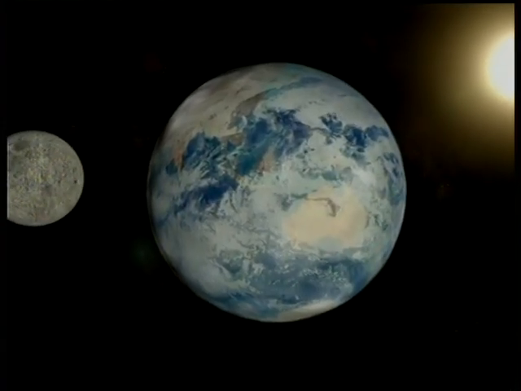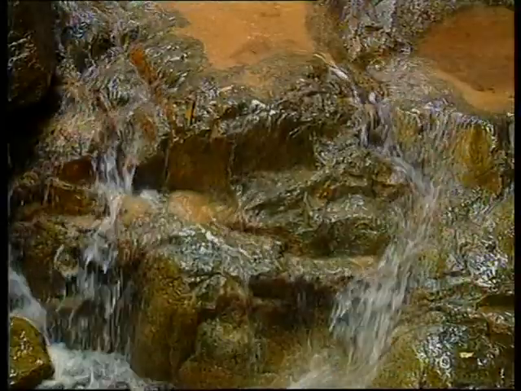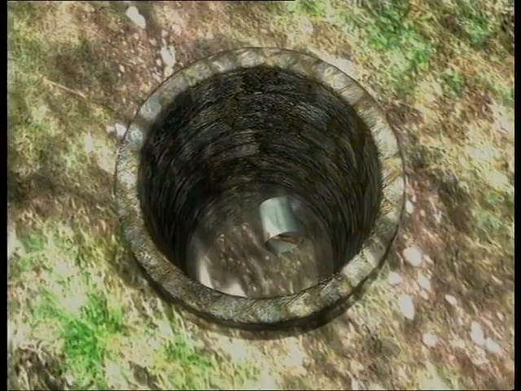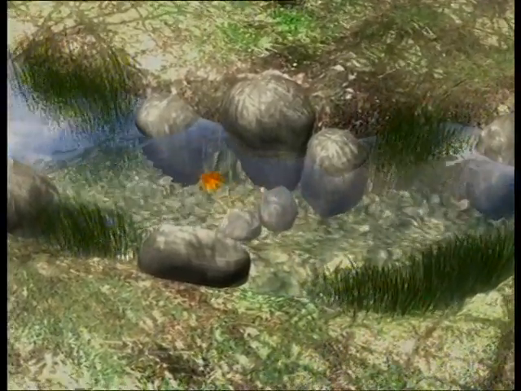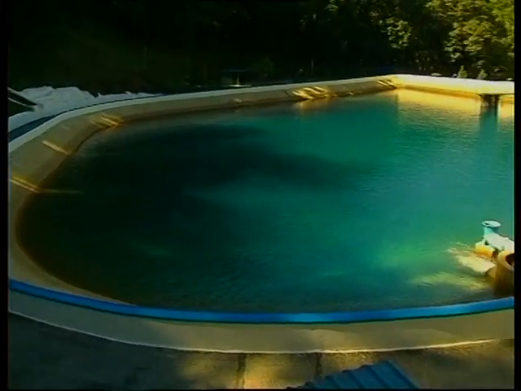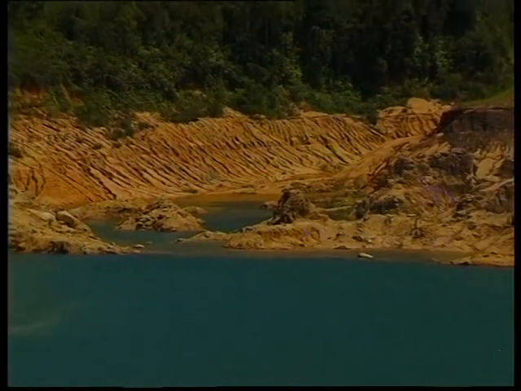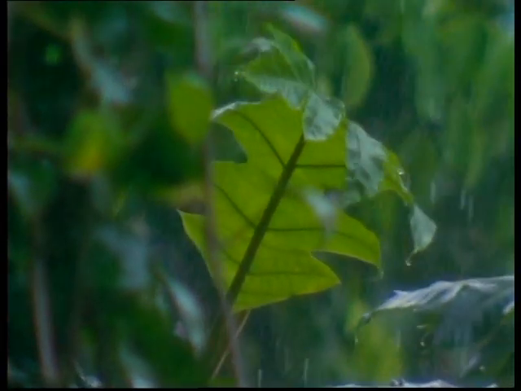There are many natural sources of water, and they are sea, spring, well, river, ponds, lake, and rain.